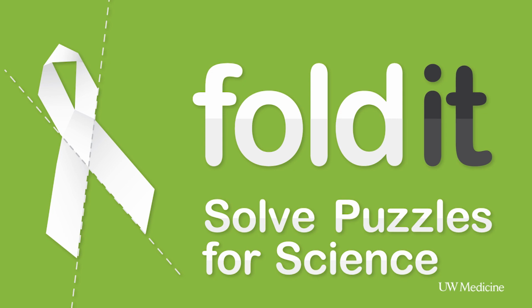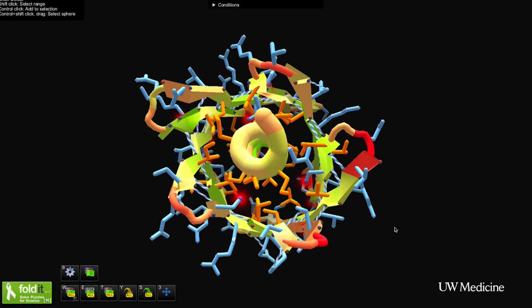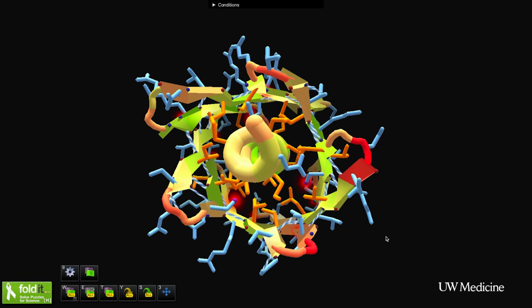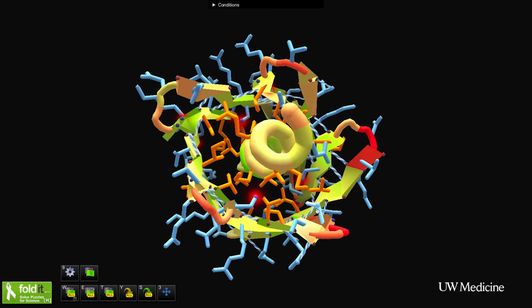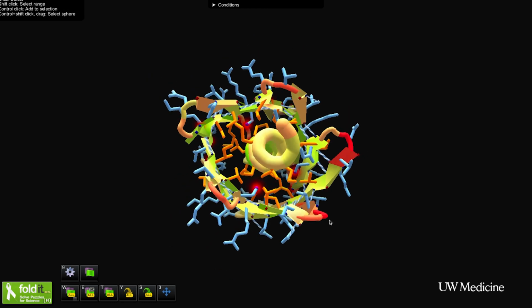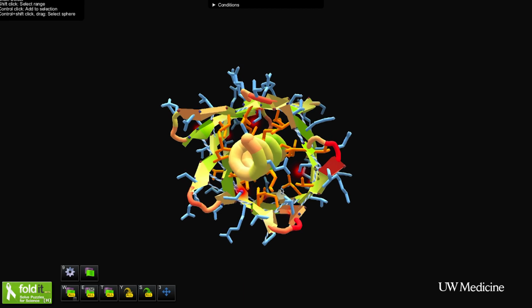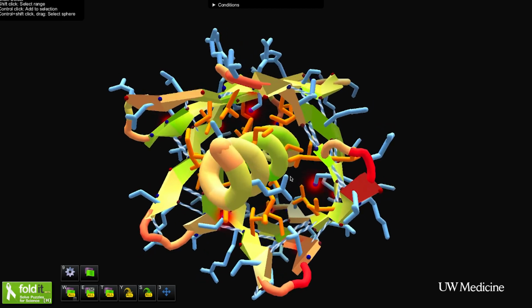Foldit is a free online computer game that anyone can play. We challenge Foldit players to design new proteins from scratch using state-of-the-art software that we use here at the Institute. Proteins are extraordinary molecules. They fold into very precise shapes and carry out complicated functions. Natural proteins have evolved to do this over billions and billions of years.